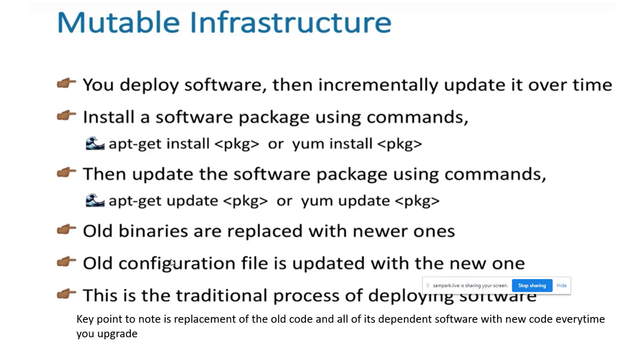So basically, mutable infrastructure is the traditional infrastructure. You deploy the software and then you incrementally update it over time, using commands like apt-get or yum install, depending on your flavor of Unix or Linux box. Then you update some old binaries with newer ones, and change some config files. This is the old school, traditional process of deploying software.